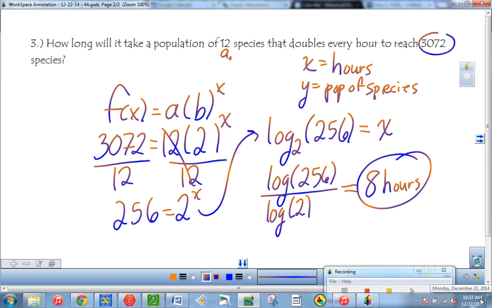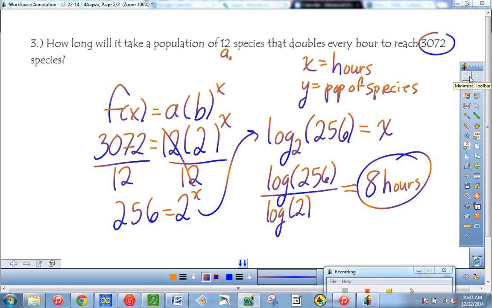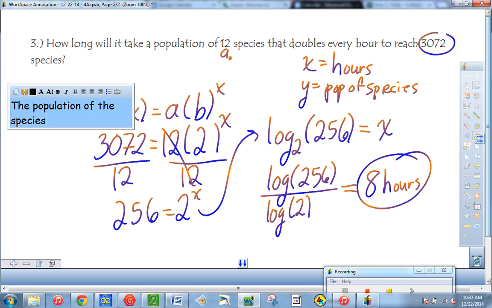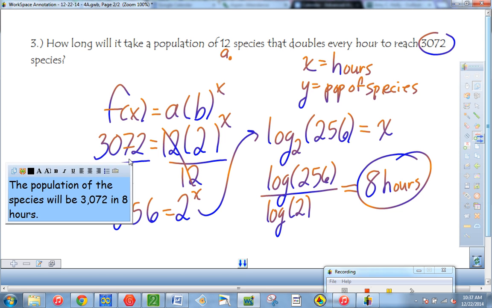Because this is a word problem, you of course will write your answer in a sentence. Alright, give me a sentence. You can write it in Spanish, that's fine. I'm going to try to write this in correct, grammatical sense. The population of species will be 3,072 in 8 hours. Beautiful. There you go. Cool?